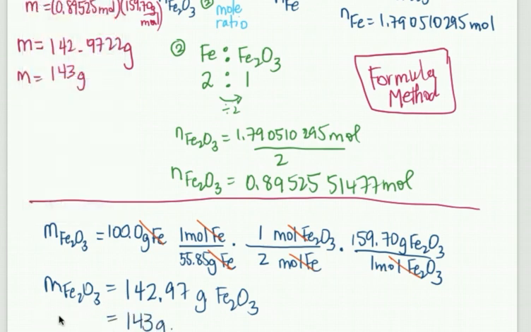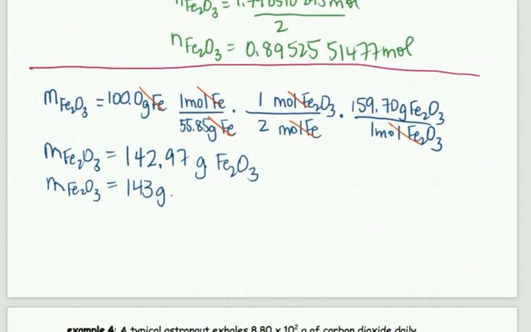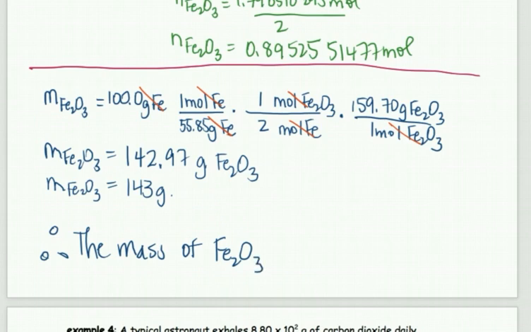Okay, so now we're going to make our final statement here. Remember the key words and your units and the value and so forth. Okay, so therefore the mass of iron 3 oxide is 143 grams.